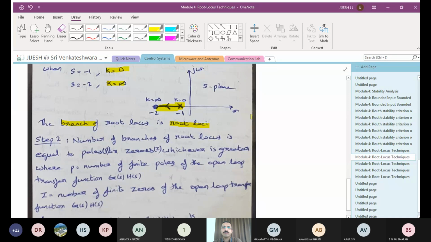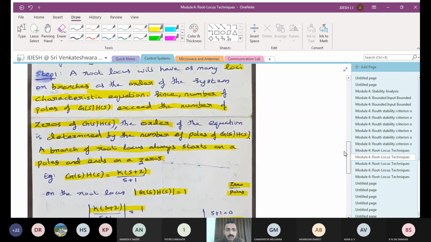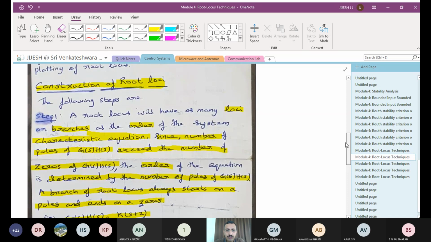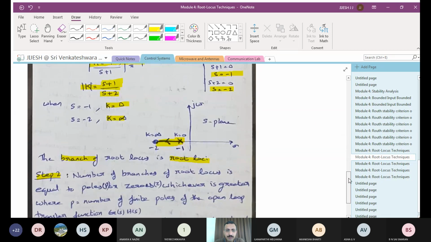First, you have to find out the poles and zeros, mention them in the s plane, and draw the branches, or root loci, with an arrow indication, which start from the pole and go towards the zero. We are in the process of discussing the steps involved in the construction of root locus. The first step is to find the poles and zeros and mention them in the s plane.